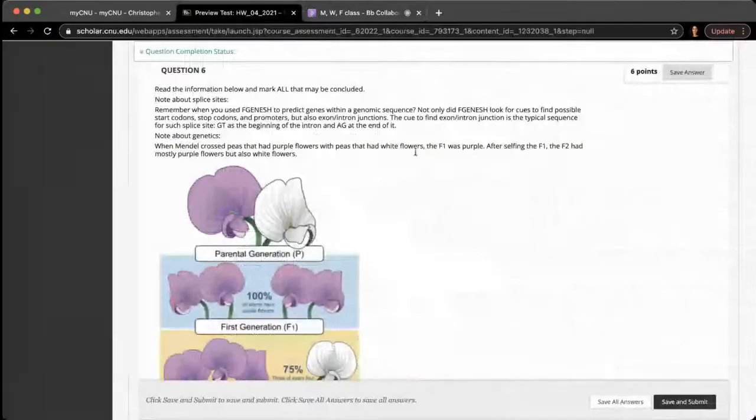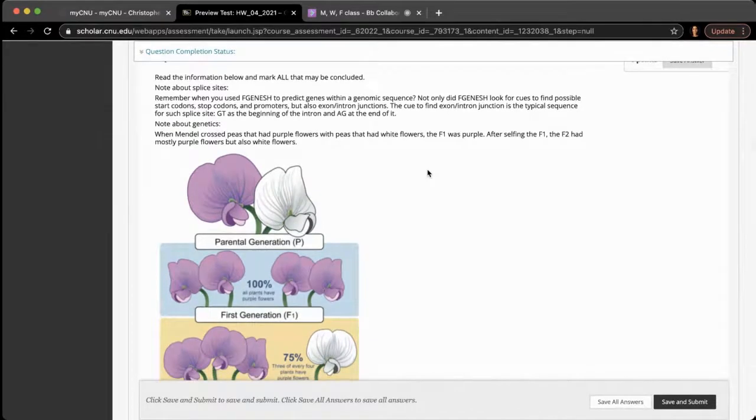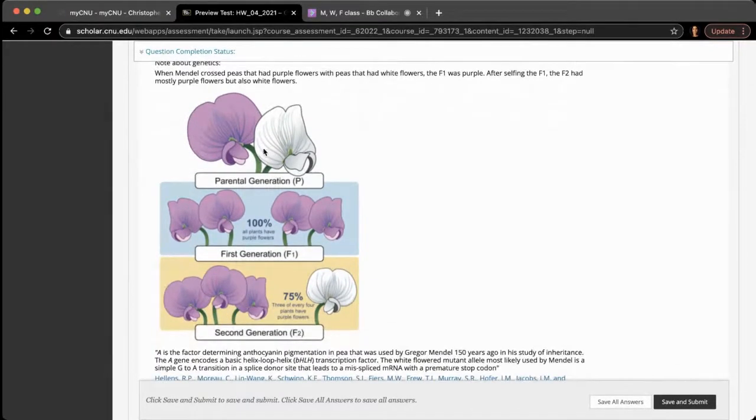So let's look at homework question 6 now. And this one is a lot of information. We have the parental generation. You had some purple P and a white P. And this was Mendel's work, right? They crossed them, and 100% of them are purple. And people were wondering, where did the white allele go?